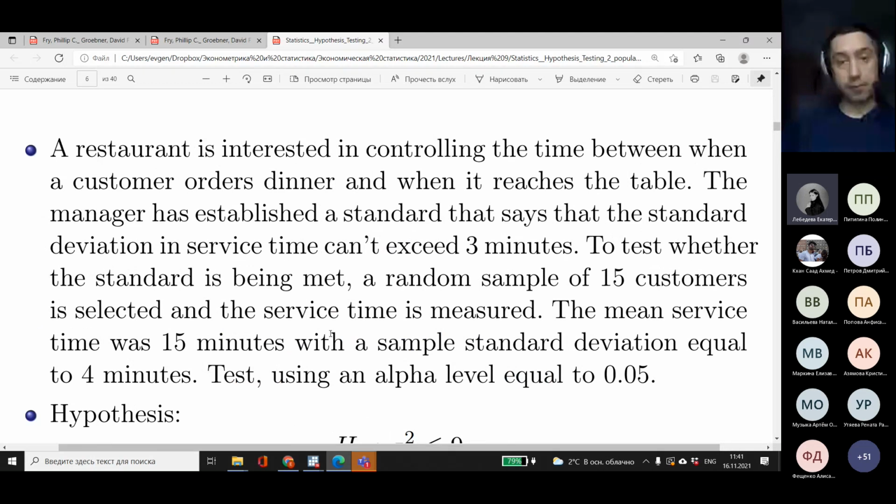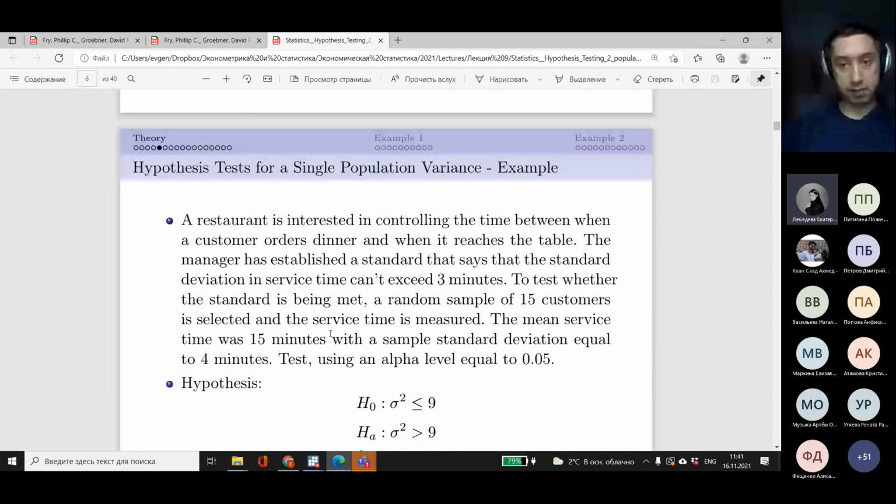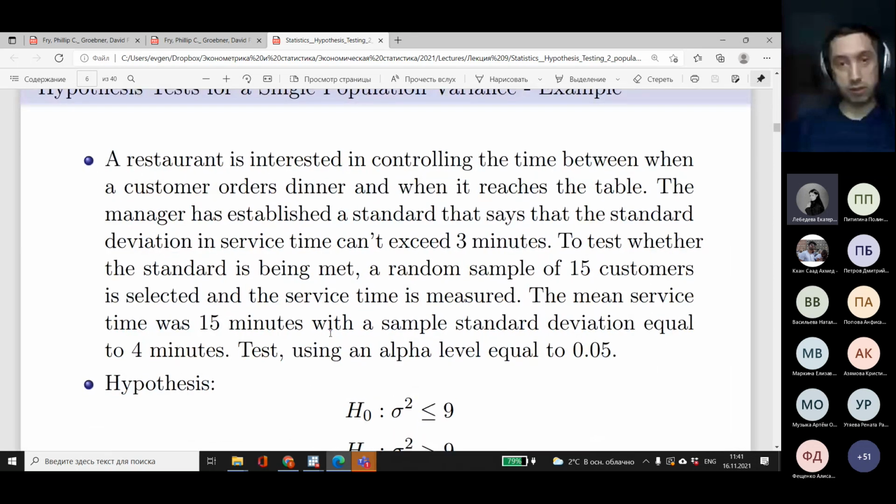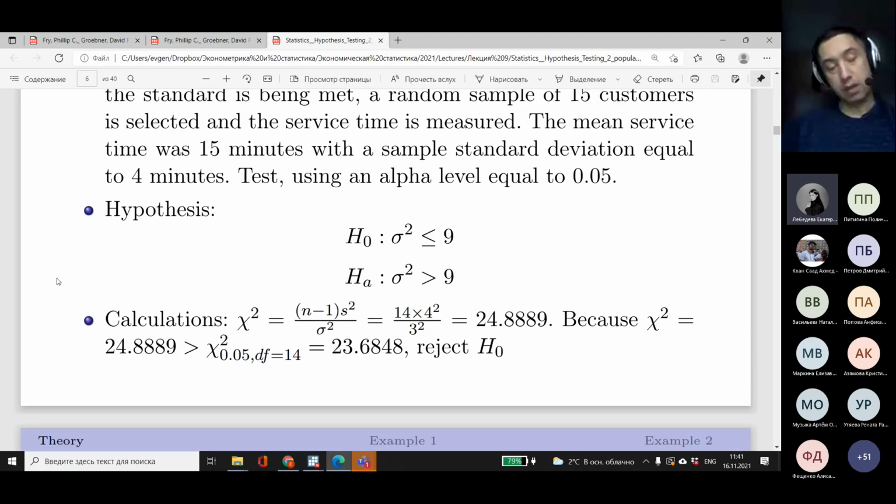Well, this is the first exercise and first simple example of how we can use variance comparison test in practice. One of the most frequent applications is to check whether we meet some standards. Well, next.